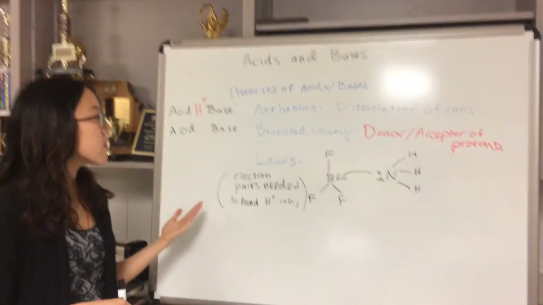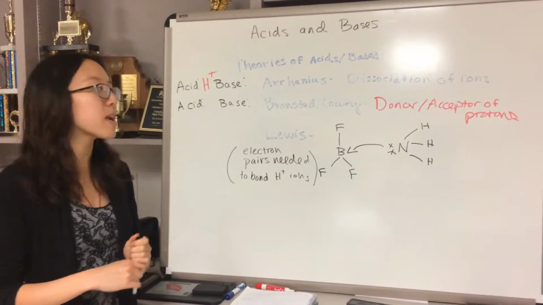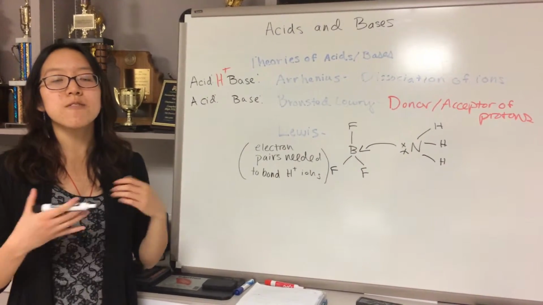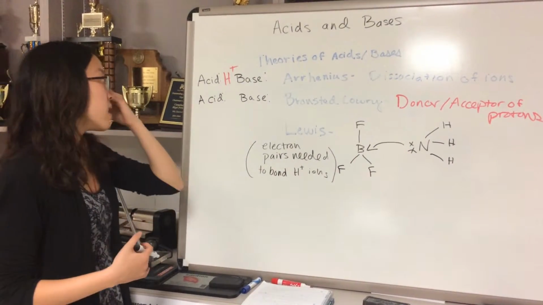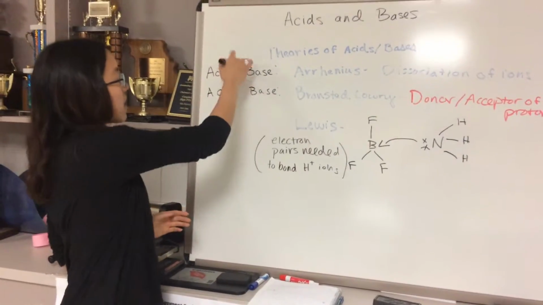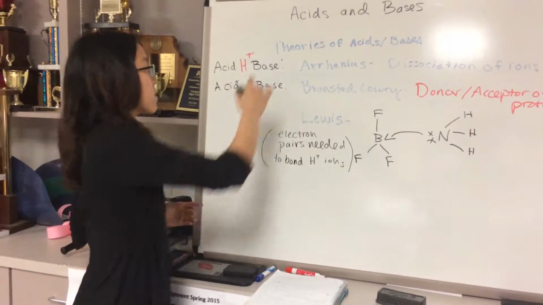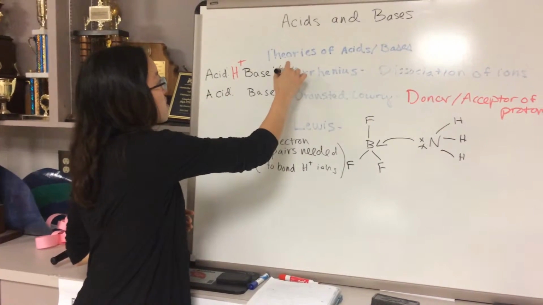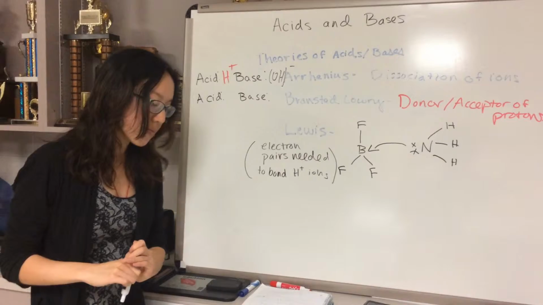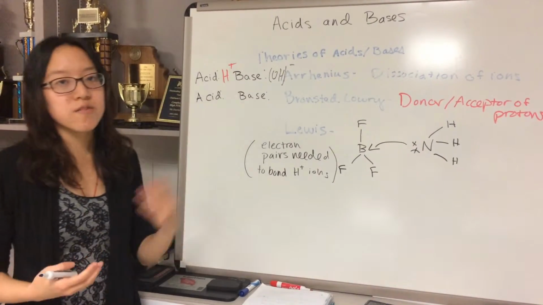The Arrhenius acid and base theory was based on the dissociation of acids and bases into ions. As you can see here, our acids will dissociate into H+ ions, and our bases will dissociate into OH- ions. Our next theory was later developed.